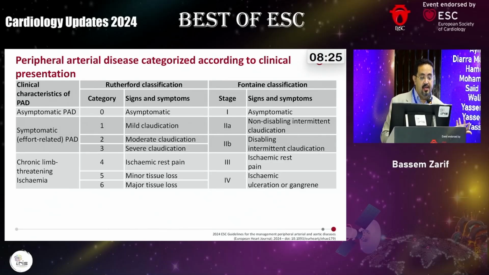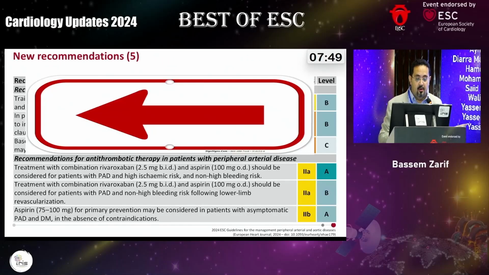We have to classify our patients into asymptomatic disease, symptomatic, and chronic limb-threatening ischemia. For asymptomatic disease, the decision is completely different from symptomatic, and even between symptoms mild, moderate, severe, from non-disabling intermittent claudication to disabling intermittent claudication, and finally, chronic limb-threatening ischemia with ischemia at rest or ulcerated or complicated. This may alter the decision in choosing the antithrombotic regimen for our patients.